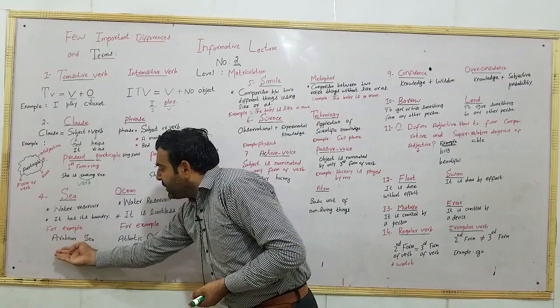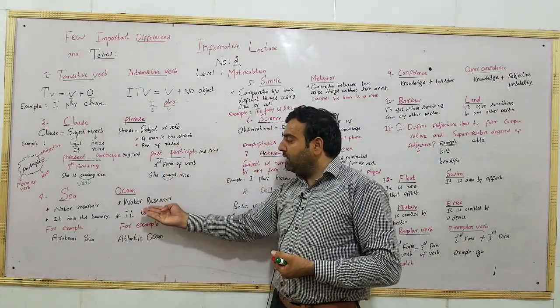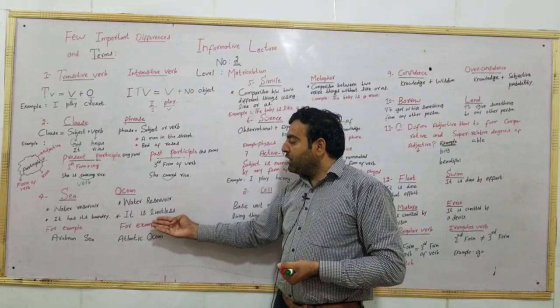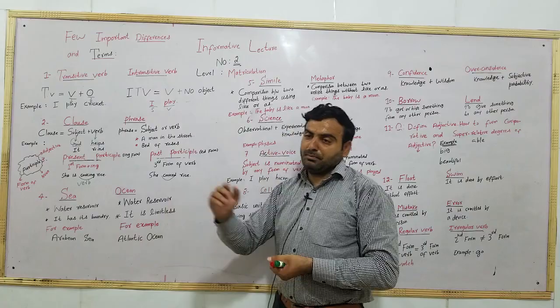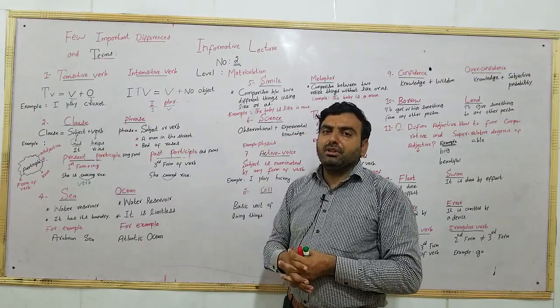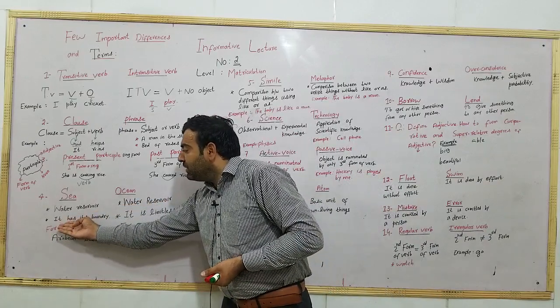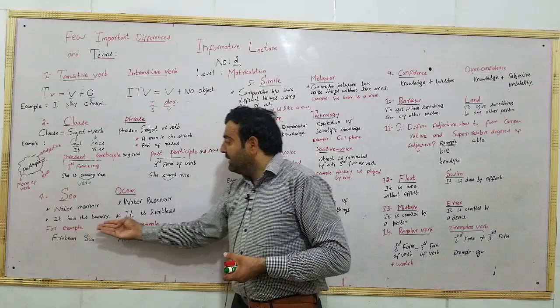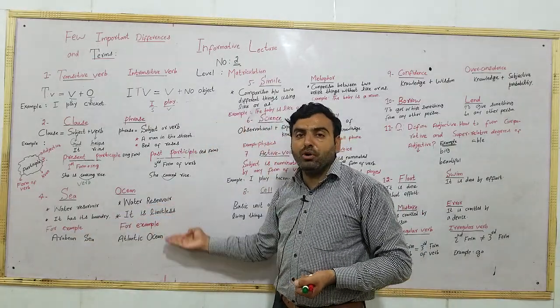For example, the Arabian Sea. And similarly, if we want to give an example of an ocean, the best example is the Atlantic Ocean. So, my dear students, the basic difference between these two terms is that the sea has its limit, it has its boundary, and the ocean is limitless, it has no boundary at all.